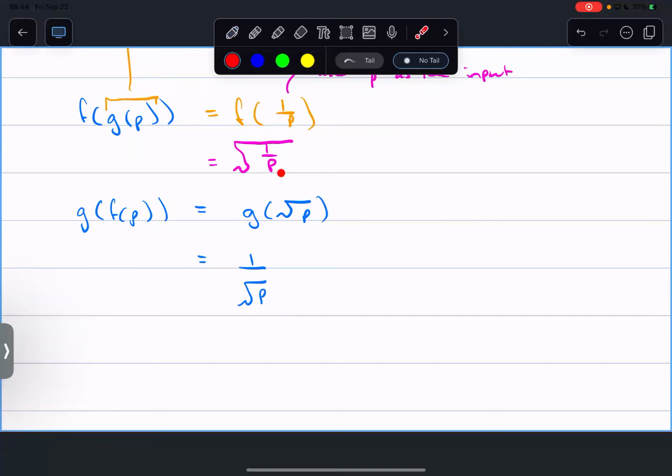Because I'm dividing here. I'm allowed to take this root and break it up over the numerator and denominator. The square root of 1 is 1, and the square root of p is the square root of p. So I'll add that here, which is the square root of 1 over the square root of p, which is 1 over root p.